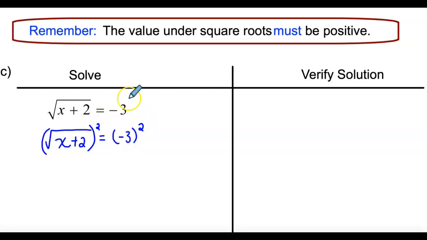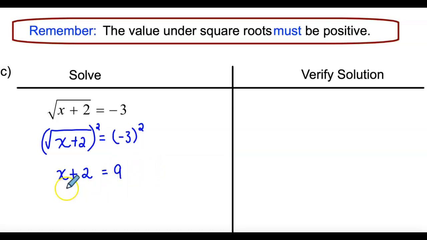And of course we have to square the entire whatever is on the right side. So in this case, negative 3 must be squared. In our next step, because we have squared, the radical goes away and we just have what's left, which is x plus 2. And this, of course, equals a negative 3 times a negative 3, which would be positive 9.